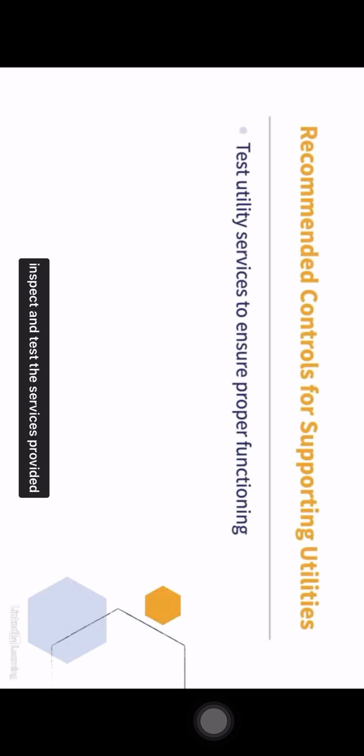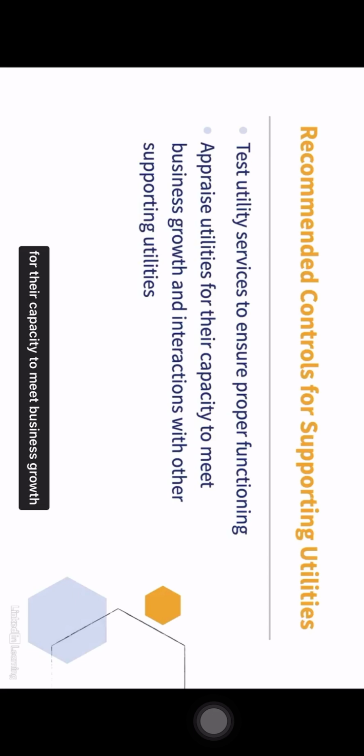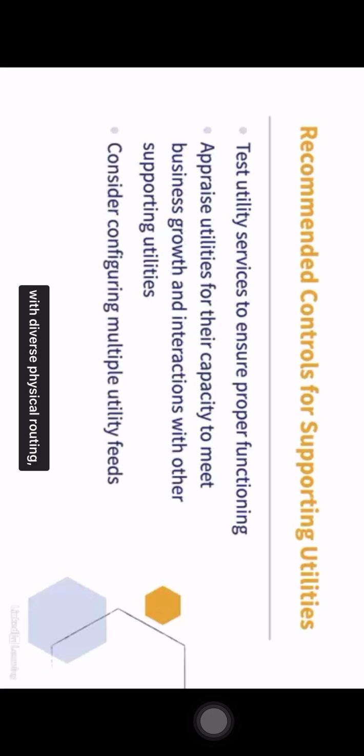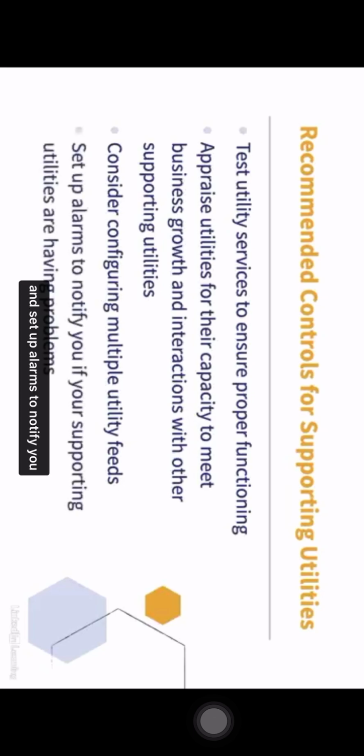Protection steps your organization could take include: inspect and test the services provided by supporting utilities regularly to ensure they are functioning properly. Appraise supporting utilities regularly for their capacity to meet business growth and interactions with other supporting utilities. Consider configuring multiple feeds from supporting utilities with diverse physical routing, and set up alarms to notify you if your supporting utilities are having problems.